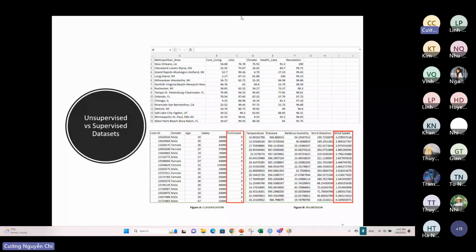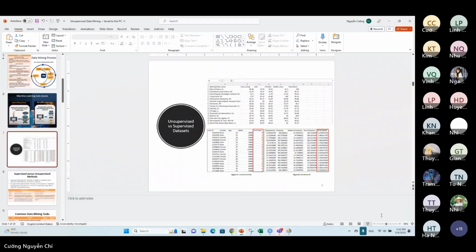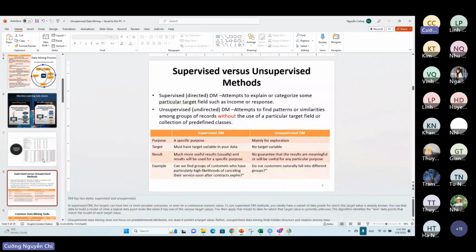That's different to the previous example, right? When they don't have the output variable. All right, so you can see the difference between the supervised versus the unsupervised methods.